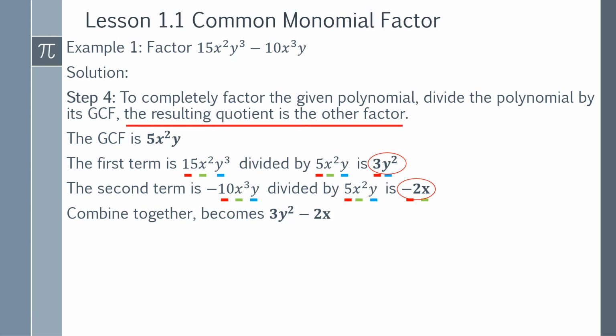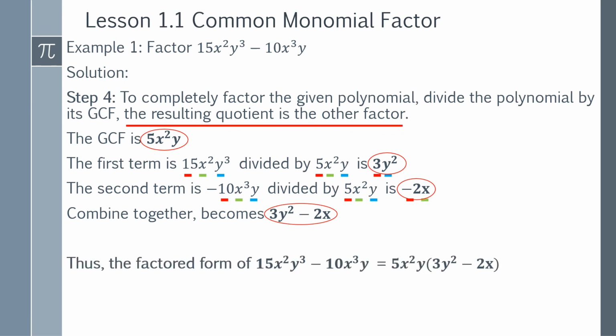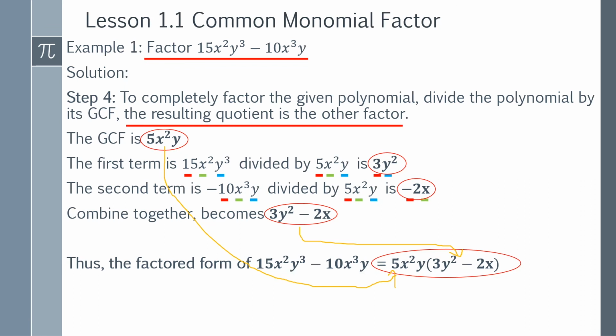The resulting quotient is the other factor. What is the resulting quotient? 3y squared minus 2x. Asan yung isang GCF natin? Yun, 5x squared y. Thus, the factored form of 15x squared y cubed minus 10x cubed y is equal to 5x squared y quantity 3y squared minus 2x. Saan nang galing? Pinagsama natin ang 5x squared, nilagay natin sa unahan. And then yung 3y squared minus 2x, minultiply natin sa 5x squared. And that is the factor of this expression or this polynomial.